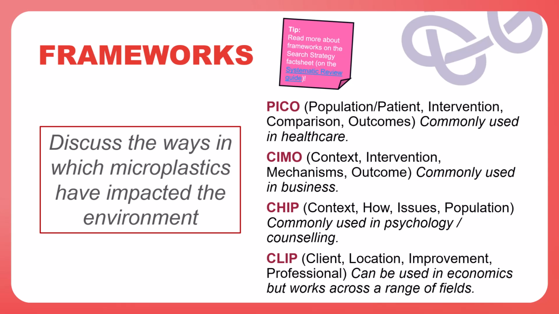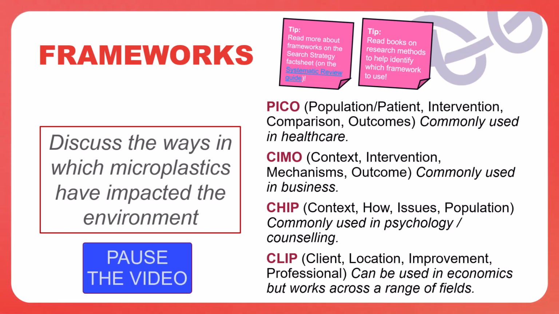There are other frameworks, and the search strategy fact sheet that you can find on the library's systematic review guide has information on some others. It's a good idea to read books on research methods, which also discuss these frameworks, to help you decide which one to use. Now, which of these do you think matches our topic about microplastics? Which of those letters, which of those elements can you identify within the question? Have a go at this, pause the video.